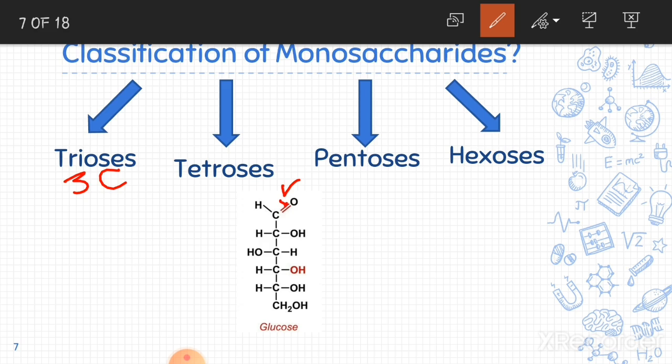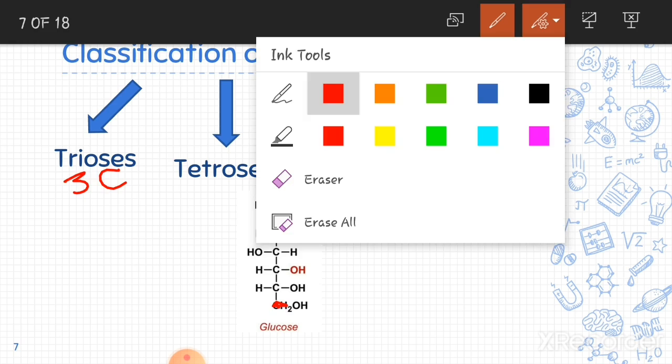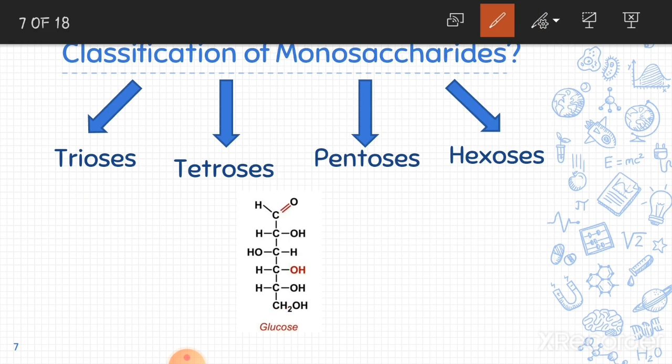So this carbon and this carbon here is the terminal carbon. Since these two carbons are not linked with each other, we are calling it an open chain compound. So this is the structure for glucose. You may see here that we have an aldehyde group.